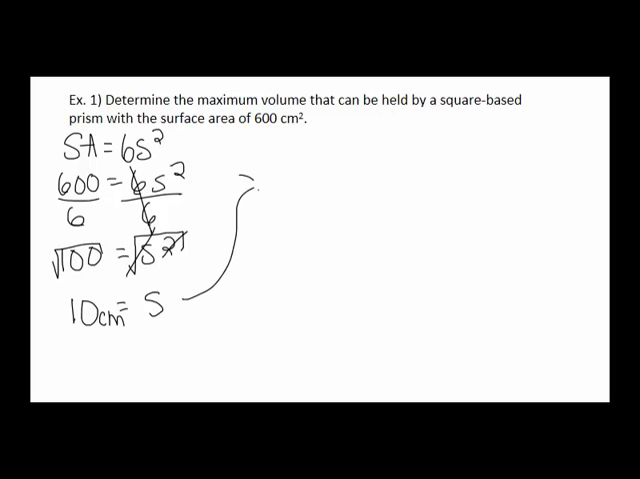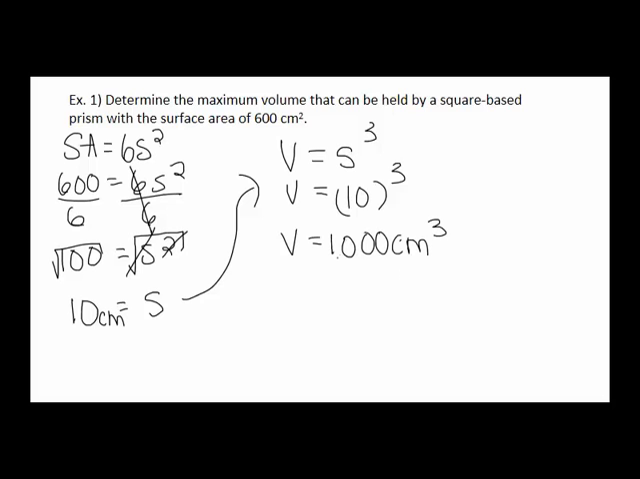Now let's plug that into the volume formula to find the maximum volume. So our formula for the optimal or maximum volume of a square-based prism is volume is equal to side length cubed. Now let's plug in our 10 centimeters for our side length, and we're left with 1,000 centimeters cubed. Therefore, the maximum volume that can be held by a square-based prism with the surface area of 600 centimeters squared is 1,000 centimeters cubed.